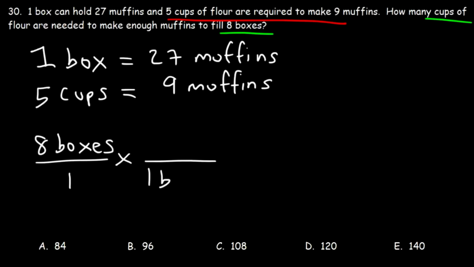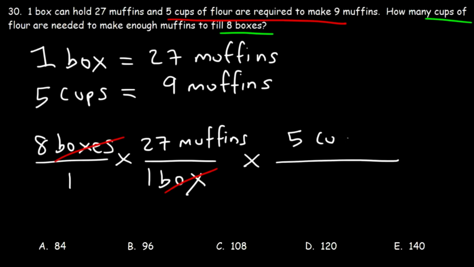So 1 box can hold 27 muffins. So the unit boxes will cancel. Now there's 5 cups of flour that's needed to make 9 muffins. So the unit muffins will cancel as well. So now all we need to do is do the math.